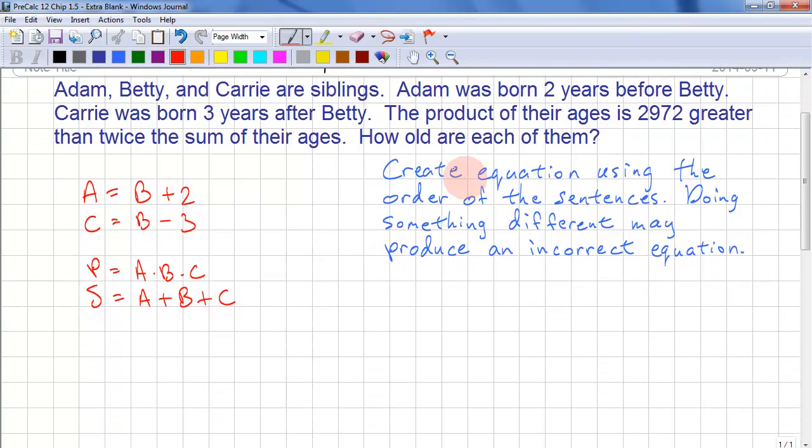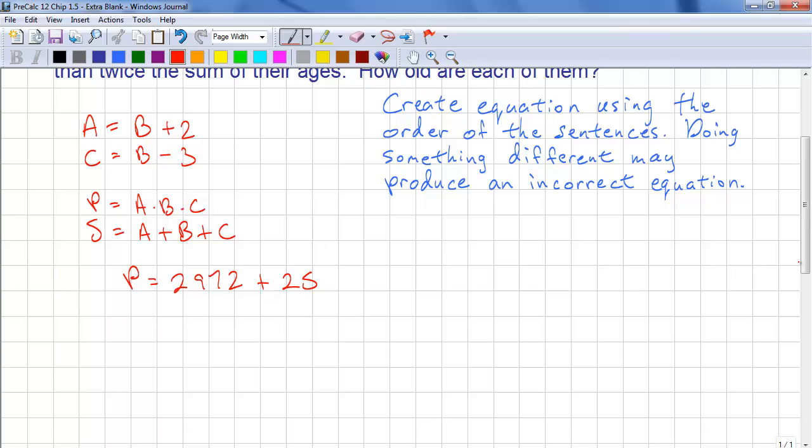Okay, now let's look at this sentence more carefully. The product of their ages is. Is means equals. So we have P equals. And now we have 2,972. Greater, that means plus. Then twice the sum of their ages. So this is 2s. Okay, now we have an equation. We can substitute. So this is A times B times C equals 2,972 plus 2 times s.